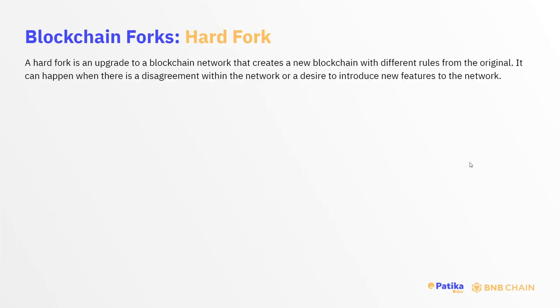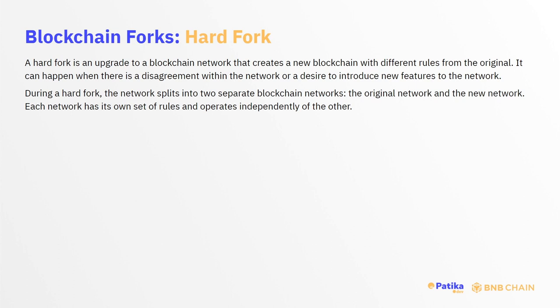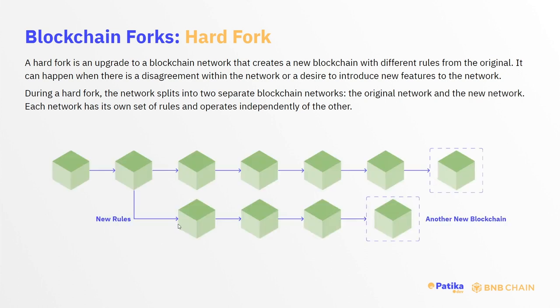Hard fork. A hard fork is an upgrade to a blockchain network that creates a new blockchain with different rules from the original. It can happen when there is a disagreement within the network or a desire to introduce new features to the network. During a hard fork, the network splits into two separate blockchain networks, the original network and the new network. Each network has its own set of rules and operates independently of the other. Here, for example, we want a hard fork for a new blockchain, and there are some new rules. We are just making it another blockchain, and this blockchain will also continue with its own rules as well.